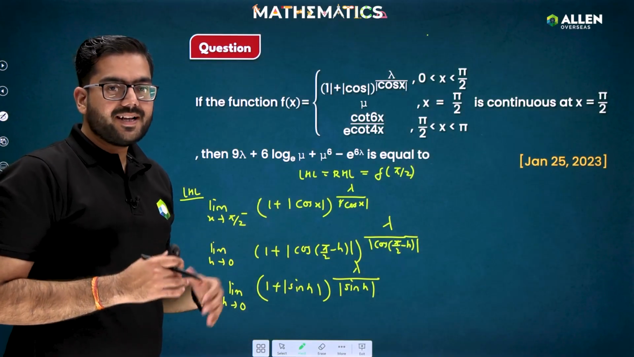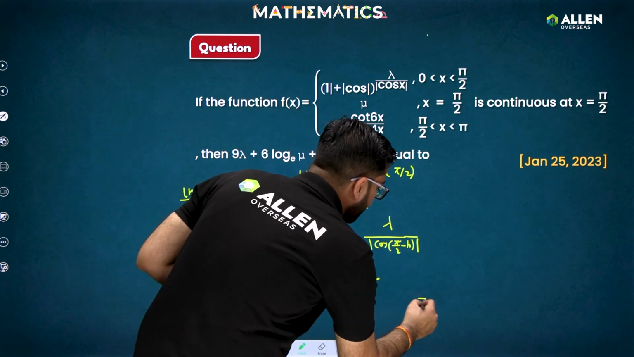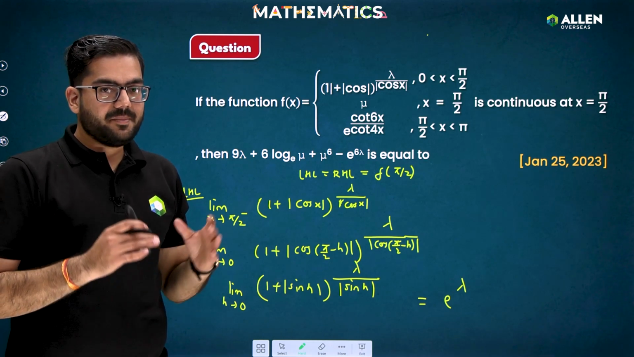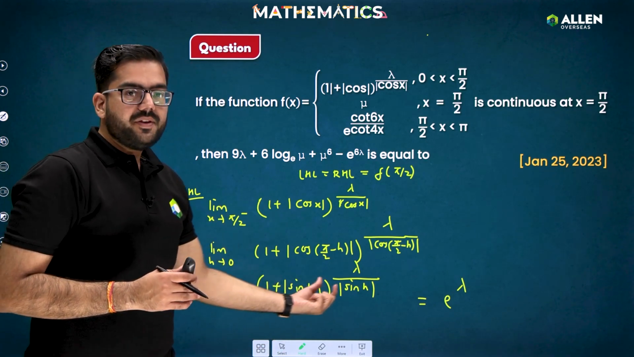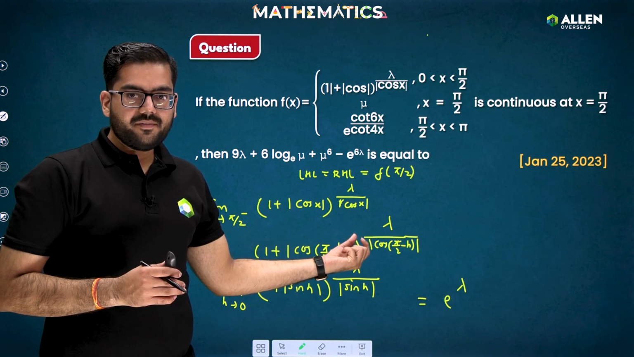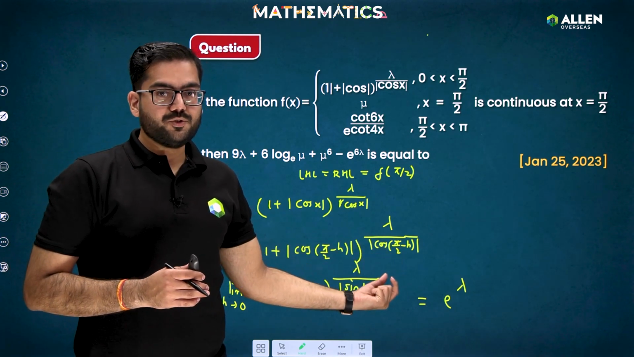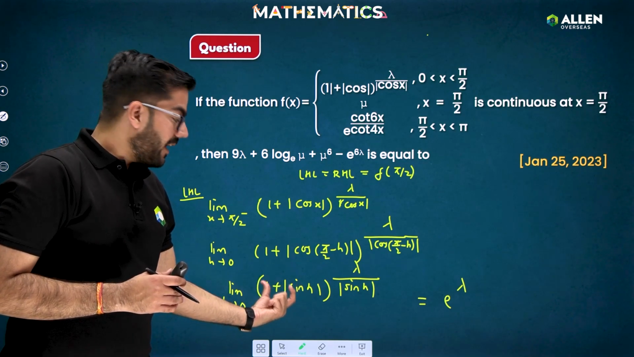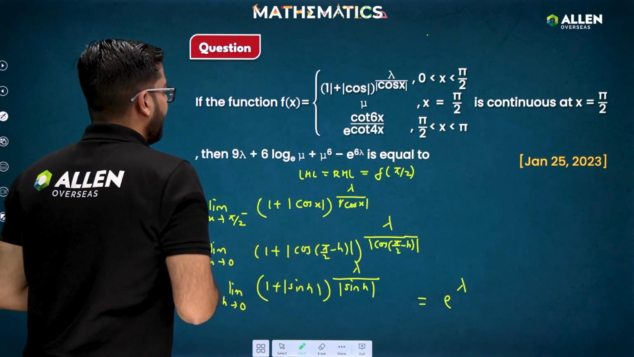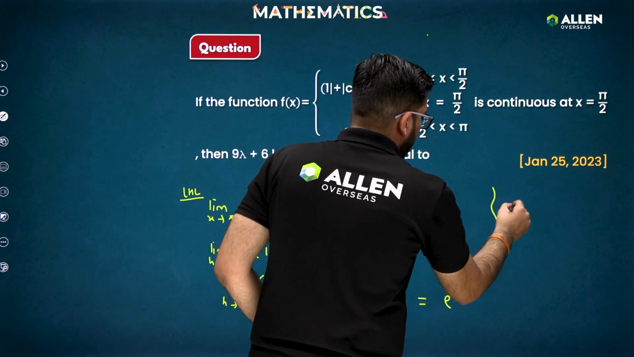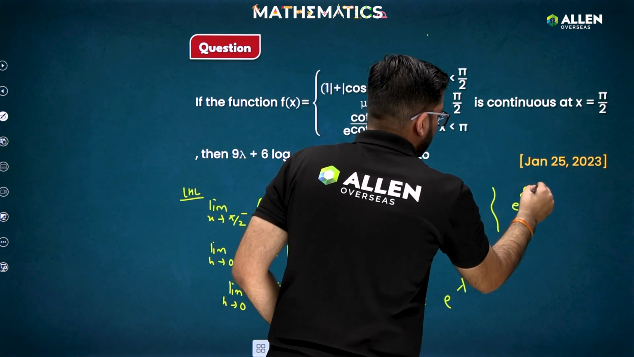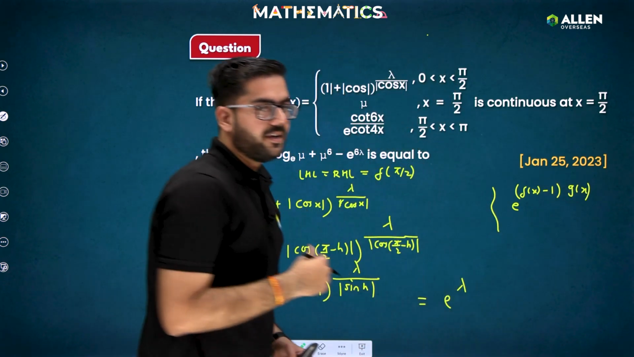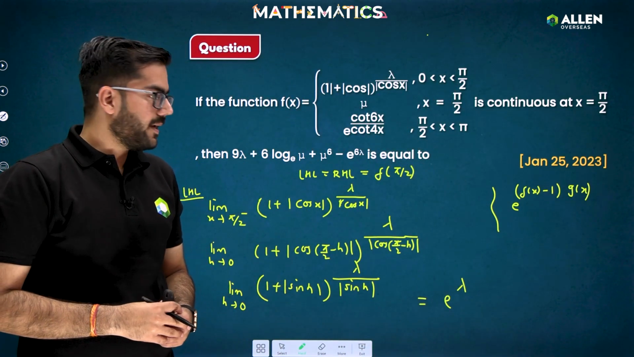So in short, you will get the final one, that is e power lambda is the value of the left hand limit. I am repeating again, this is a function we are getting in the form of 1 power infinity, and in the 1 power infinity form, how to solve in the limit, we learned this thing, that is e raised to f of x minus 1 into g of x. I am following this shortcut way to get your answer, right?